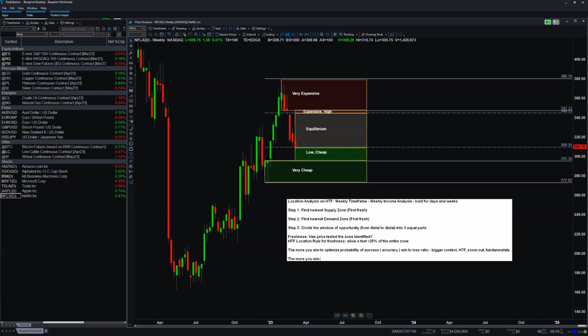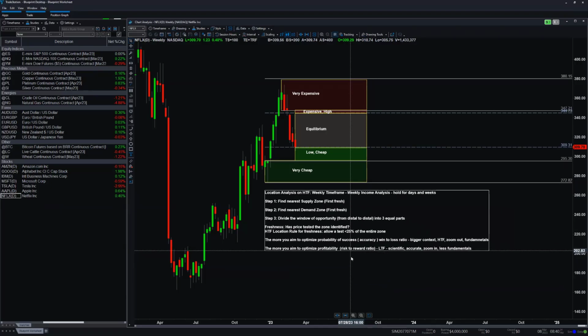Then the more you aim to optimize your profitability, in terms of your risk to reward ratio, the lower the time frame, the more scientific, the more accurate, the more we want to zoom in, and the less we need fundamentals to do that, because we're speaking about market timing here on profitability, and we're speaking about understanding the context of price, analyzing price and fundamentals.